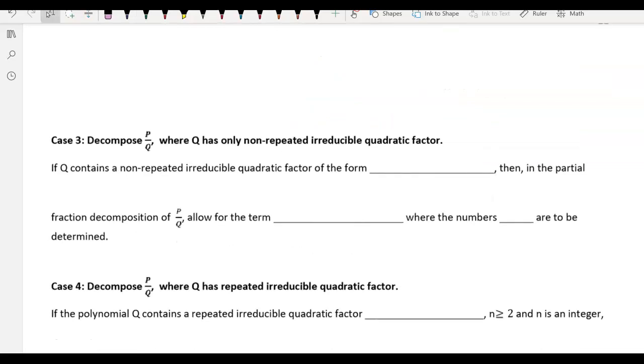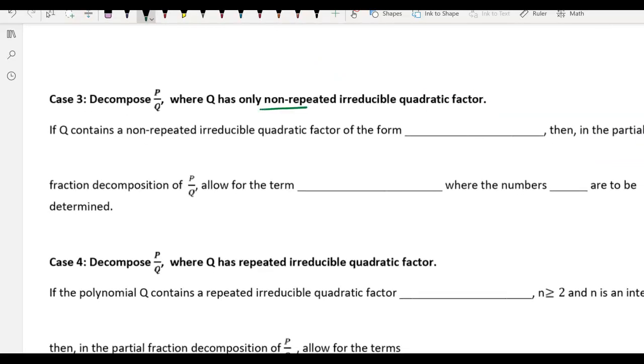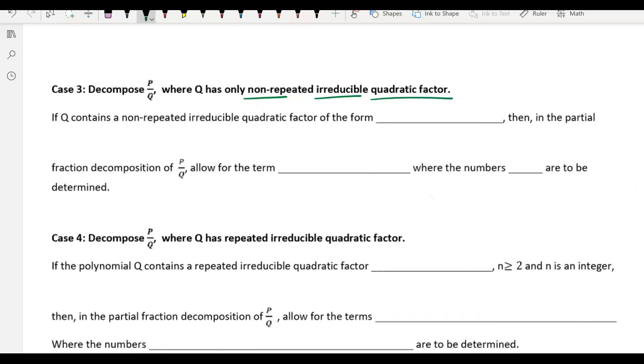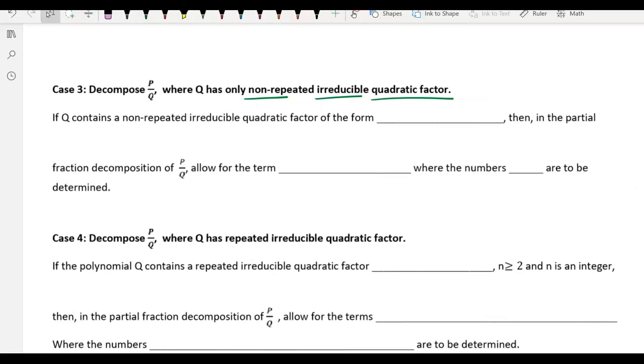Okay. Case number 3 is when we decompose P over Q, where Q, which is your denominator, is non-repeated, irreducible quadratic factor. Irreducible means we can't factor any further, okay? So if Q contains a non-repeated, irreducible quadratic factor in the form of ax squared plus bx plus c, then the partial fraction decomposition of P over Q allows for the term, since we only have one quadratic here, one factor, then we have one term here. Now, because the denominator, students, has a degree of 2, then on the numerator, we would have one less degree, which is ax plus b, where our variables a and b will have to be determined by us.